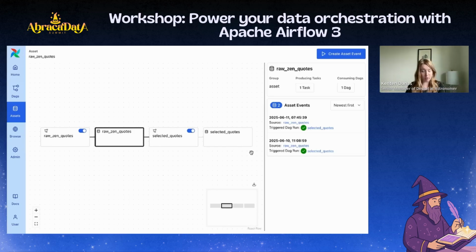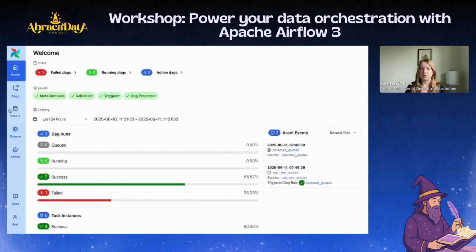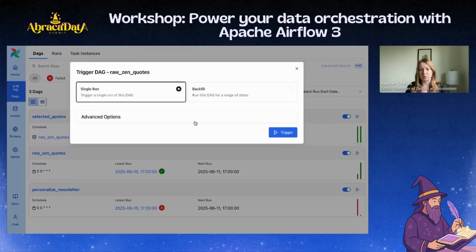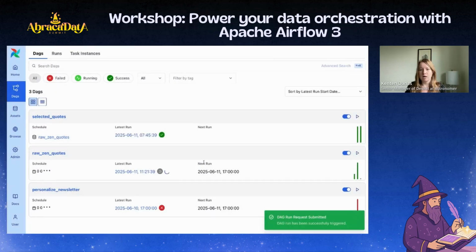That is all we have so far. We don't have the load step yet, so we will try that in just a moment. The next part of the exercise that I have for folks is to unpause those DAGs. You can see I've already done that in this environment. I'll go ahead and trigger this raws and quotes again. We're just going to trigger a single run. That's going to run in just a minute here.